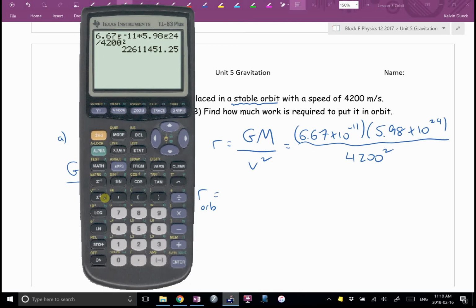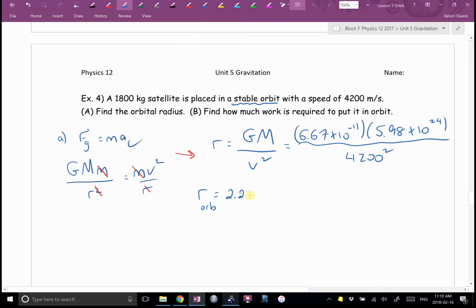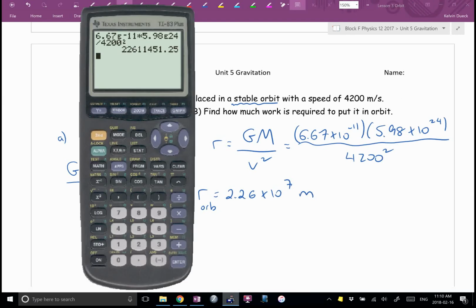Do you get that there? So 2.26 times 10 to the 7th. Now, I'm going to write that, but you know I'm going to store this on my calculator because I bet you I'm going to need this.